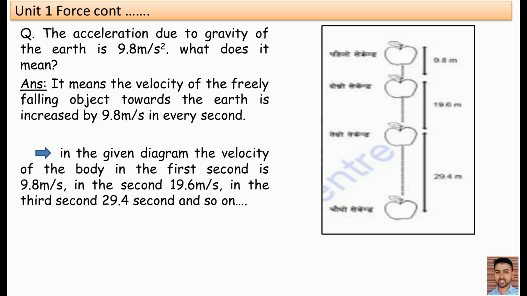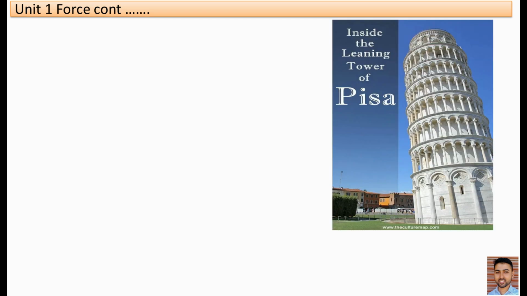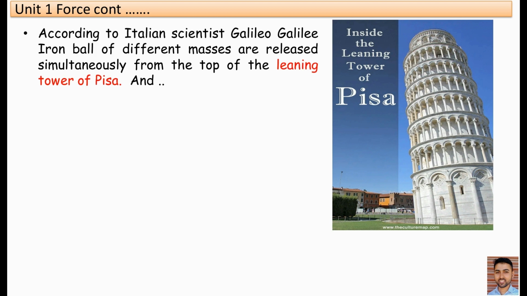It means in the second second the velocity of the body becomes 19.6 meter per second. And likewise in the third second, the distance traveled by the body is 29.4 meter, and so on. It is because of the acceleration. Understand?